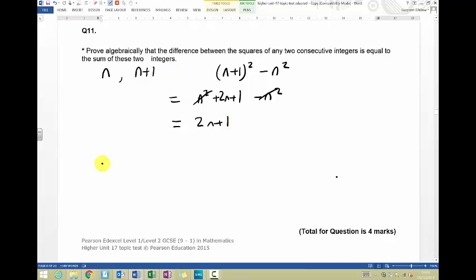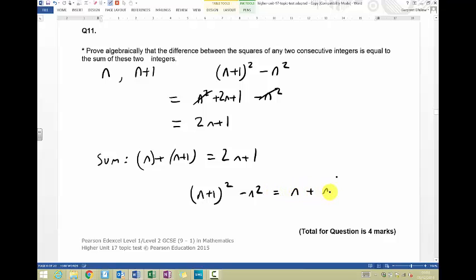And then the sum of the two integers, so the sum would be n plus n plus 1. That makes 2n plus 1 as well. So you've shown it. You've shown that n plus 1 squared minus n squared is the same as n plus n plus 1. The difference between the square of two consecutives is equal to the sum.